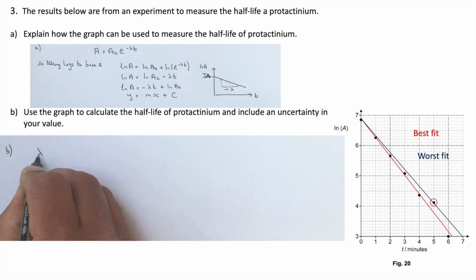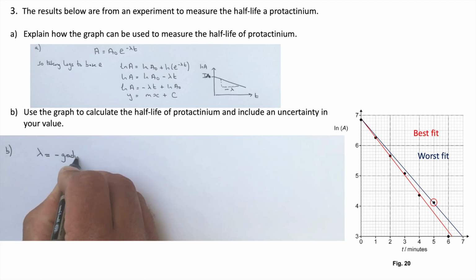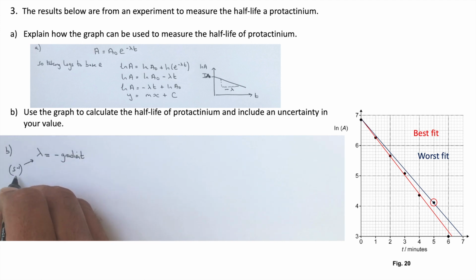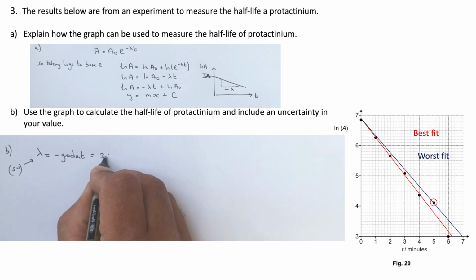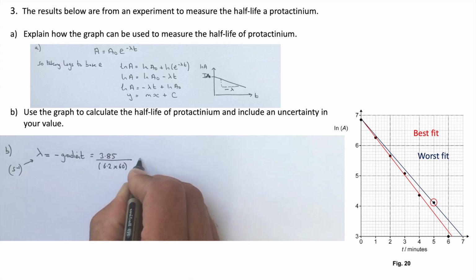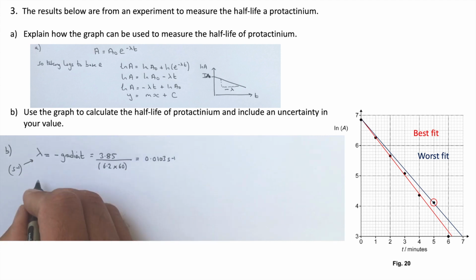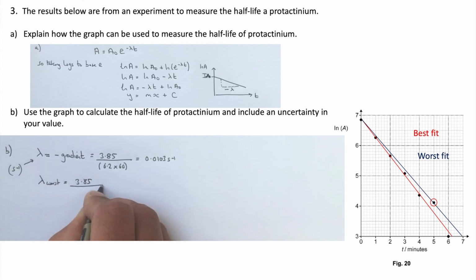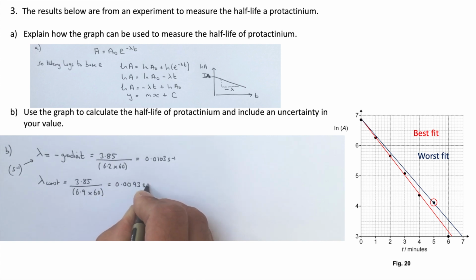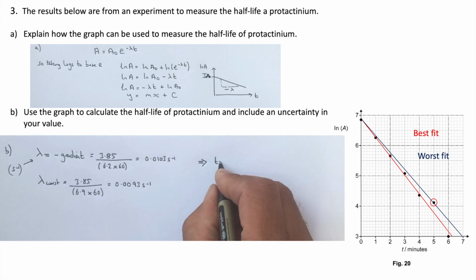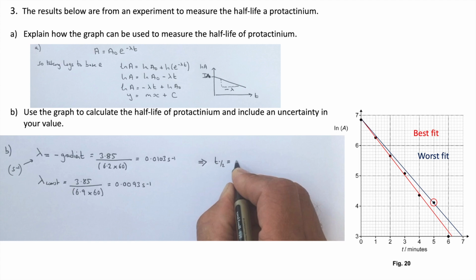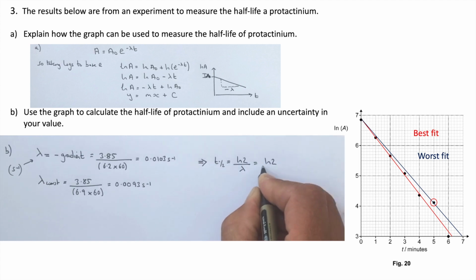So the decay constant equals minus the gradient, and it must be in seconds to the minus 1, which is equal to 3.85 divided by 6.2 times 60 to convert minutes into seconds. This gives us a decay constant of 0.0103 seconds to the minus 1. We can also do exactly the same with the worst fit line. Now we've worked out the decay constant, we can work out the half-life, which is log 2 over lambda.